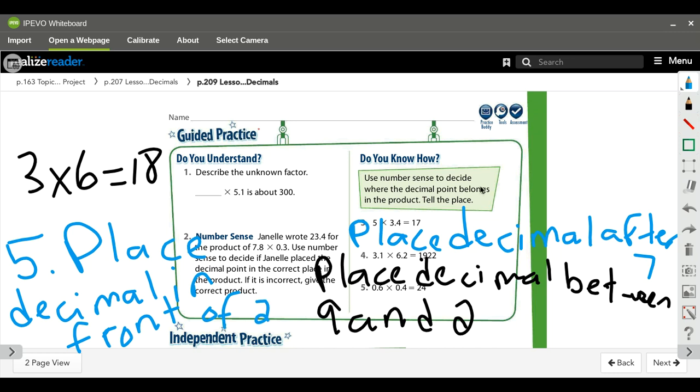Okay, so that's what it means when it says to tell the place. You tell me where I would put the decimal. So here I'm going to place the decimal after 7. In problem number 4, I'm going to place it between the 9 and 2. And in problem number 5, I'm going to place the decimal in front of 2.